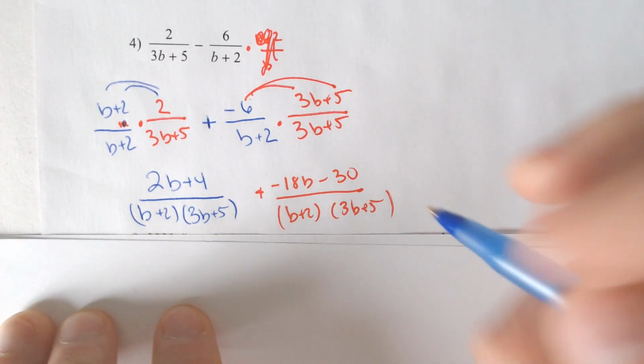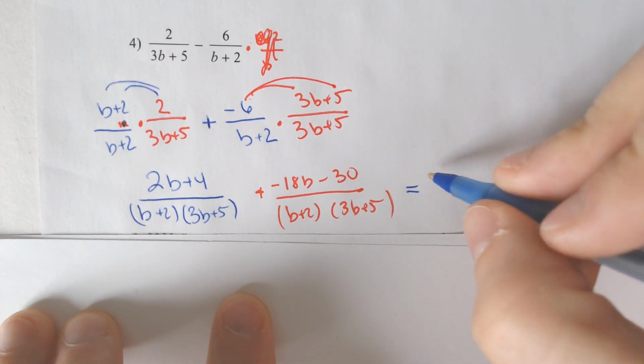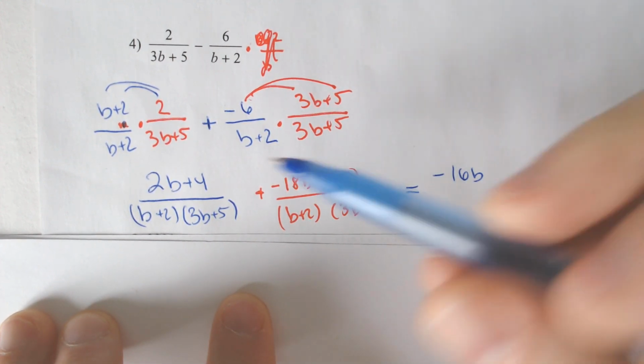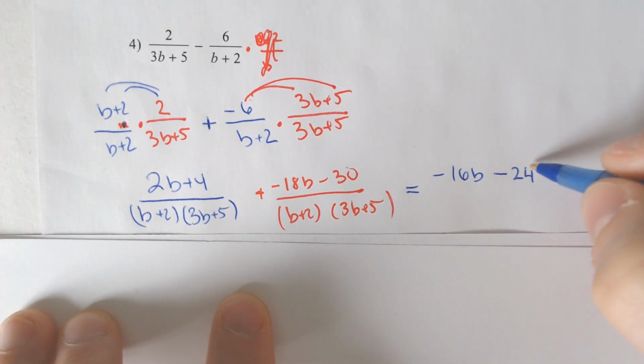So we are going to add the top of the fraction, the numerator. 2b and negative 18b makes negative 16b. 4 and negative 30 makes negative 26.